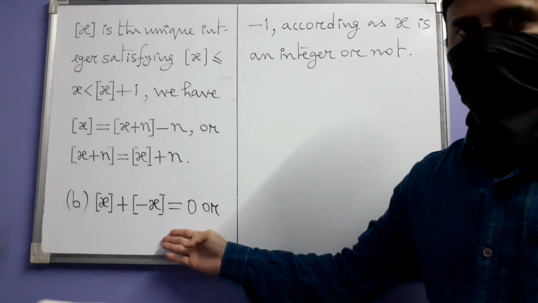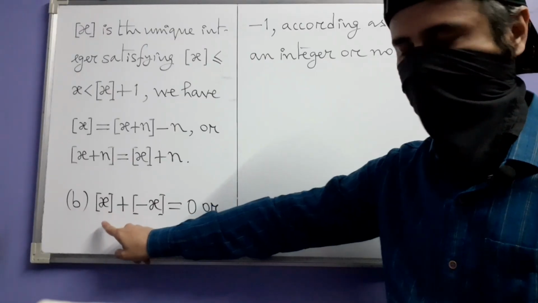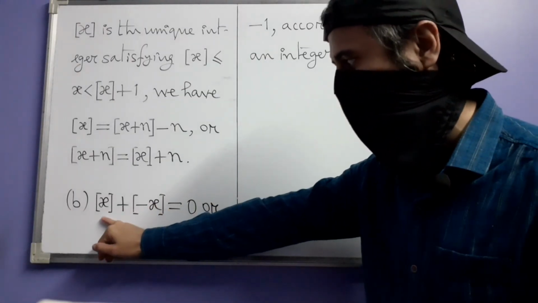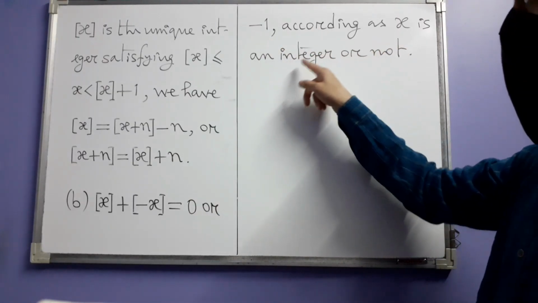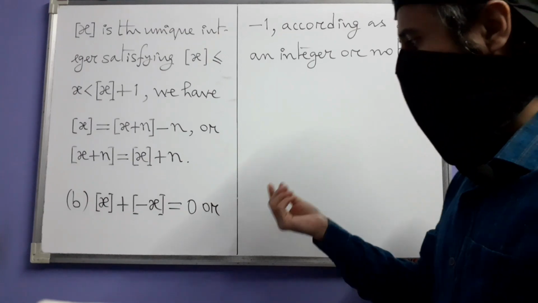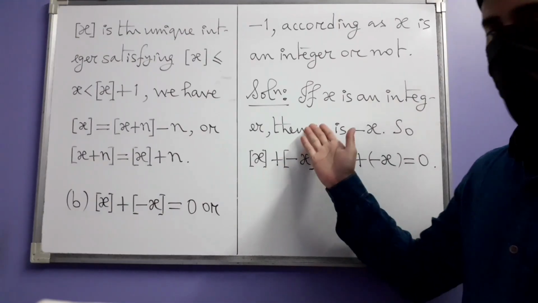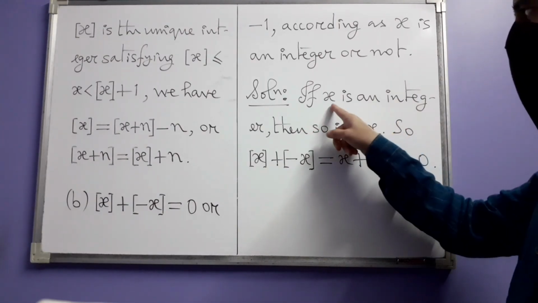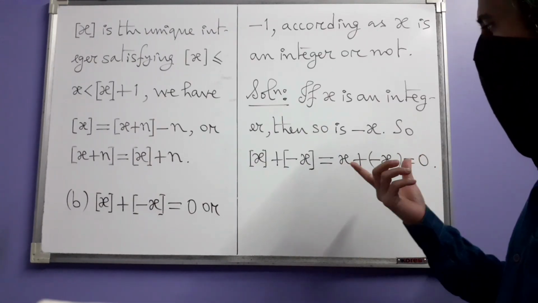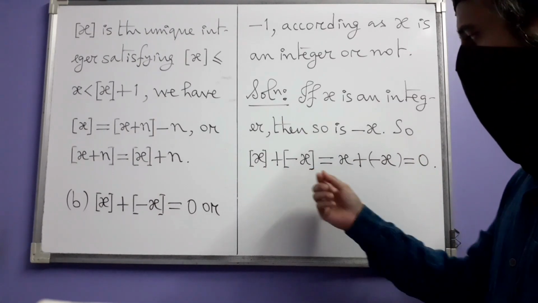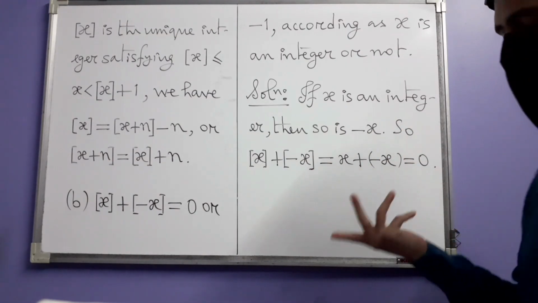The next property is part B, where we have to prove that the sum of the greatest integer values of x and minus x, the greatest integer x plus the greatest integer minus x, is 0 or minus 1 according as x is an integer or not. That means if x is an integer, then this will be 0, otherwise it will be minus 1. The first part of the solution is almost trivial, which is the case where x is an integer. If x is an integer, then so is minus x, and in this case this is x and this is minus x, which obviously sum to 0.